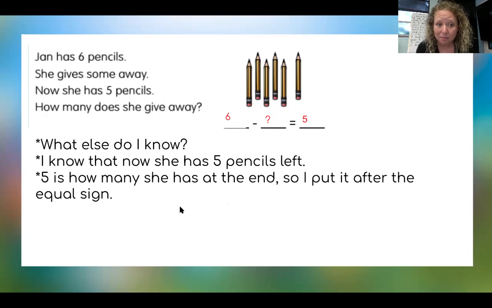What else do I know? Well, let's keep going. In the number story, it says now she has 5 pencils. I know that she has 5 pencils left. She started with 6. She gave some away. And now she has 5. So I put 5 after the equal sign. Let's read the equation, how it's written right now. 6 minus blank equals 5. Let's keep going.